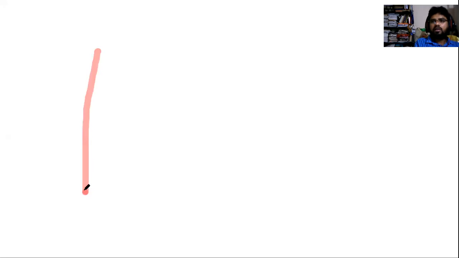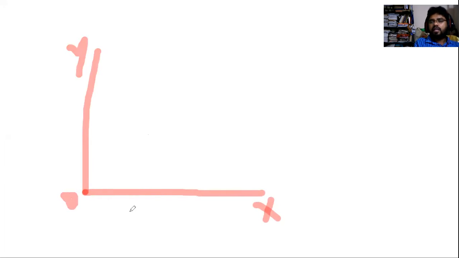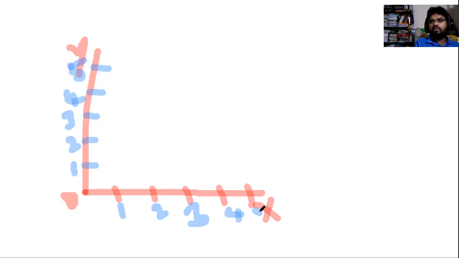See, for example, if you take into account, this is the y-axis, this is the x-axis, and here is 0. On the x-axis, you can take the observations 1, 2, 3, 4, 5, the number of observations. On the y-axis, you can take the values 1, 2, 3, 4, 5. Same thing you write here also, the x values, the number of observations 1, 2, 3, 4, 5.